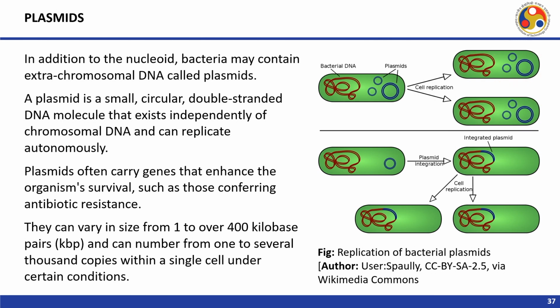These plasmids can vary in size from 1 to over 400 kilobase pairs and can number from 1 to several thousand copies within a single cell under certain conditions. In certain cases, there is plasmid integration into the main chromosome. In this case, the plasmid DNA replication becomes integrated along with the main DNA replication. So, this can be a special case or exception.